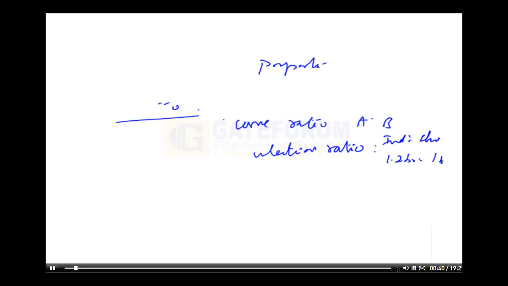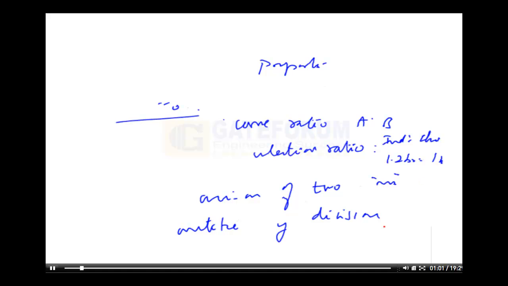So what is ratio in fact? It is comparison. Comparison of what? Comparison of two quantities. Can I compare any two quantities? No. I have to compare only two similar quantities, and that is done by division.